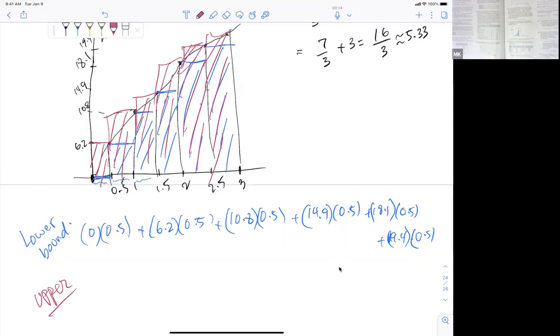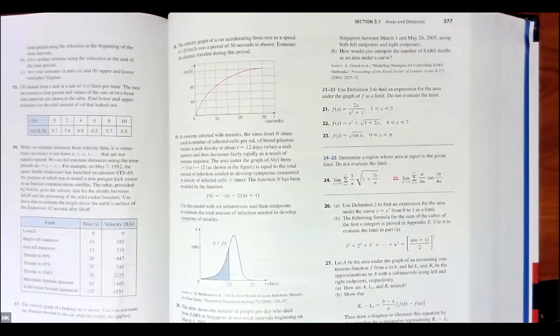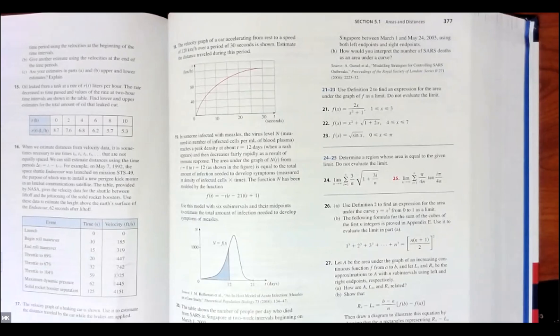And then it asks some questions in problems number 21 through 23. It says use definition 2 to define an expression for the area under the graph of f as a limit. Do not evaluate the limit. So it basically says write the limit of the Riemann sum without actually evaluating the limit. So say number 22, your f of x is x squared plus the square root of 1 plus 2x. So I want to write a limit of the Riemann sum that would evaluate that.